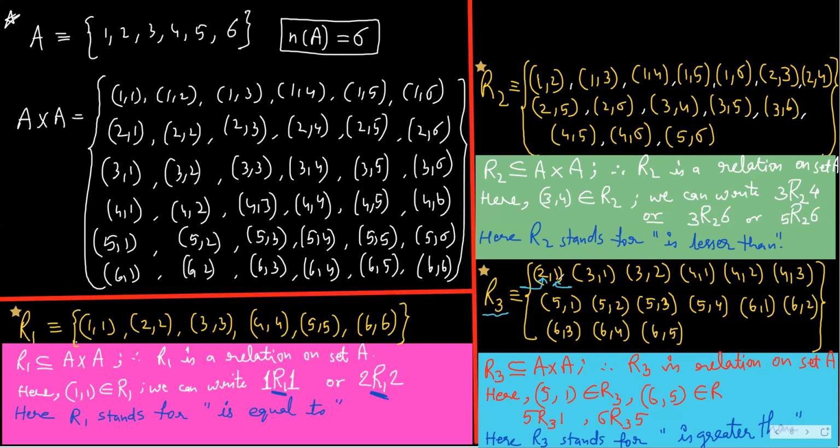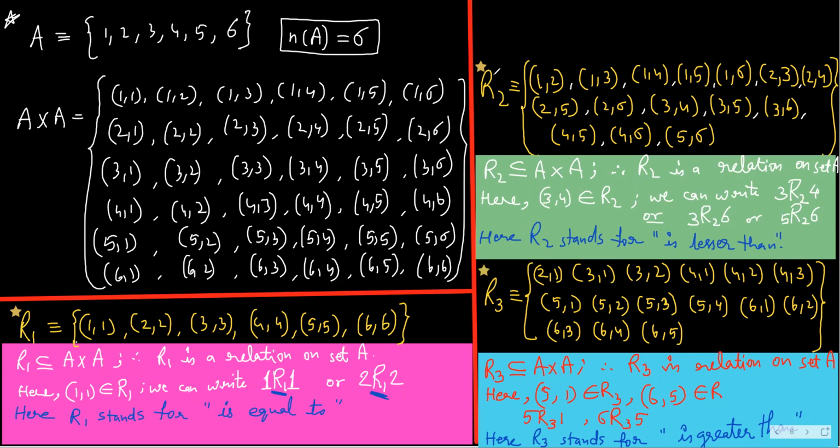2 R3 1, that is 2 is greater than 1. All the first components are related to the respective second component under R3. 3 R3 1, 3 is greater than 1. 3 is greater than 2. 4 is greater than 1. I hope you followed this.